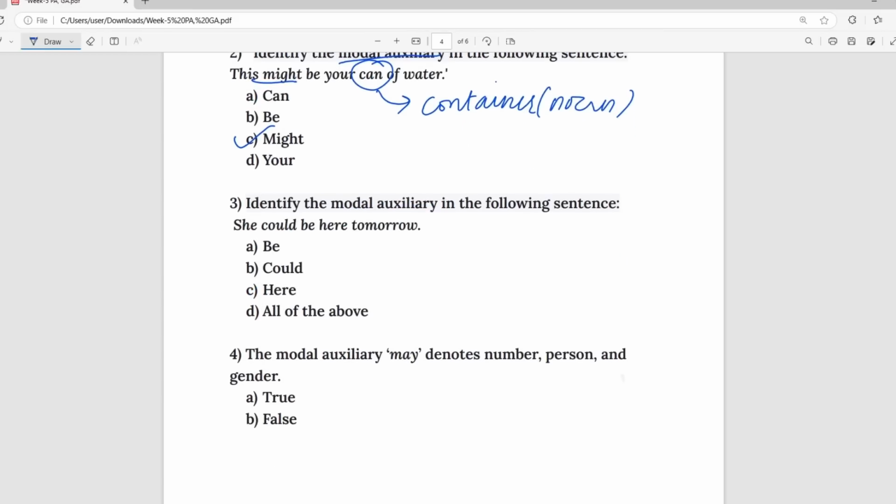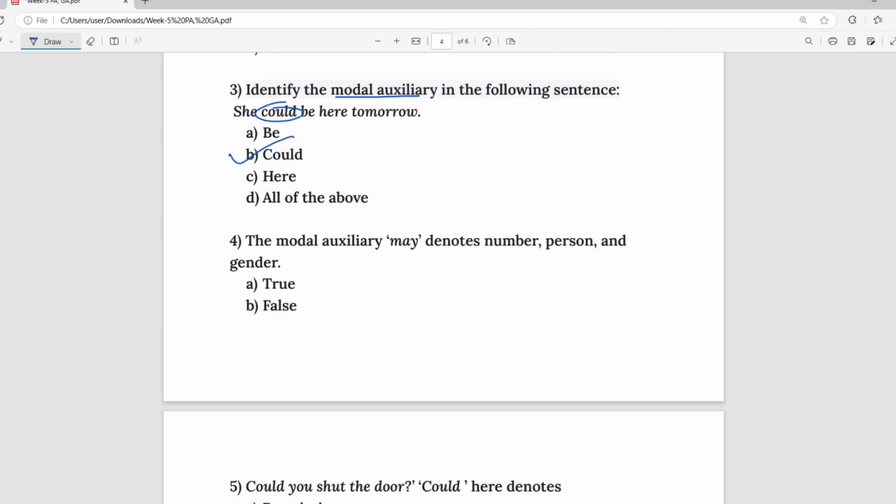And the third one, identify the modal auxiliary in the following sentence. She could be here tomorrow. Easy. Could. And the fourth one, the modal auxiliary may denotes number, person and gender. False. Because modal auxiliaries do not change according to number, person or gender or tenses. They remain the same regardless of the subject. Only the regular verbs will change their form, not modal verbs like may.